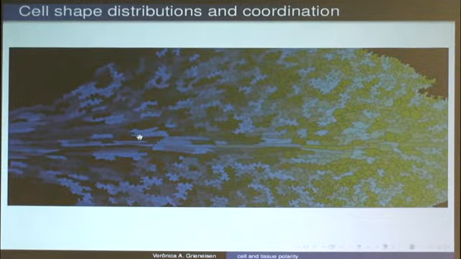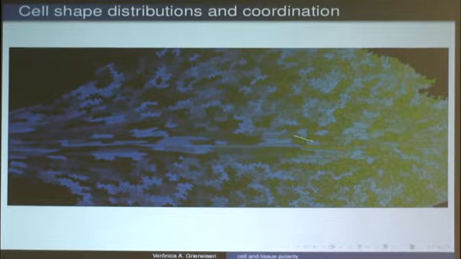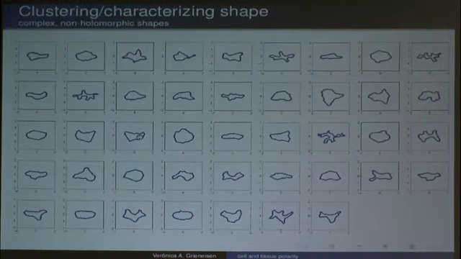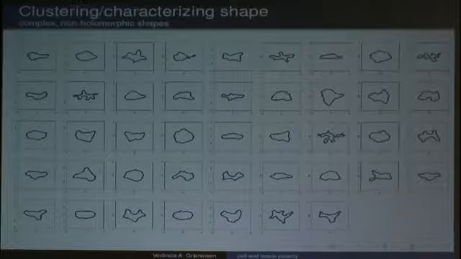These are the distributions that we end up with when we do the segmentation. So we see this huge variety of cells, and yet we think there's something very characteristic about these cell shapes when they have matured. So we end up with all this type of data. How do we approach it?